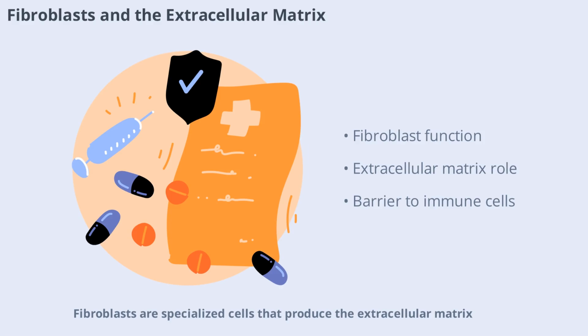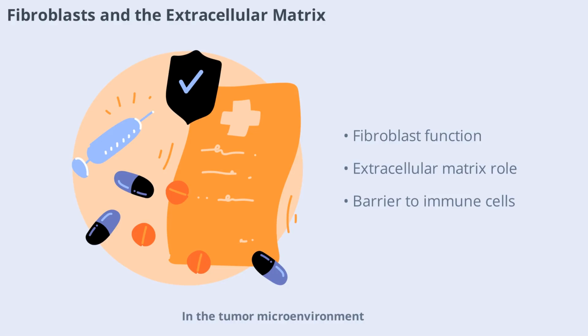Fibroblasts are specialized cells that produce the extracellular matrix, a network of proteins and molecules that provide structural support to tissues. In the tumor microenvironment, cancer-associated fibroblasts can promote tumor growth and help create a protective barrier around the tumor. The extracellular matrix itself can influence how immune cells move and function within the TME, sometimes making it harder for them to reach and attack cancer cells. Targeting fibroblasts and the extracellular matrix is an emerging area of cancer therapy.